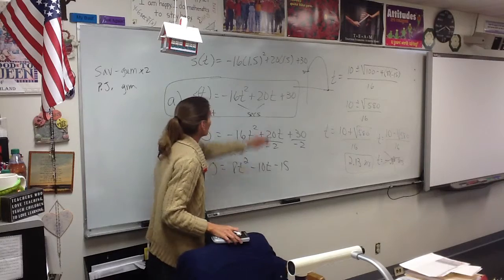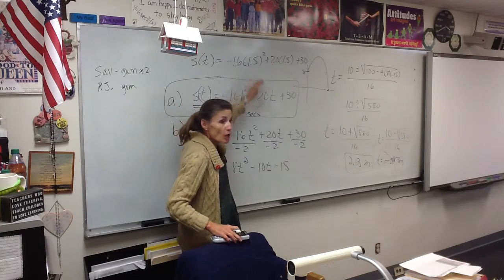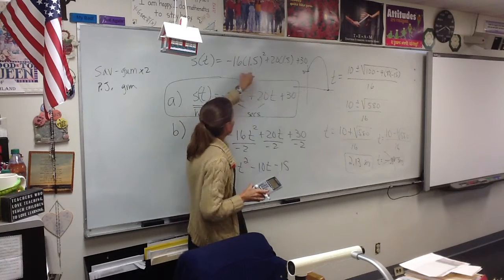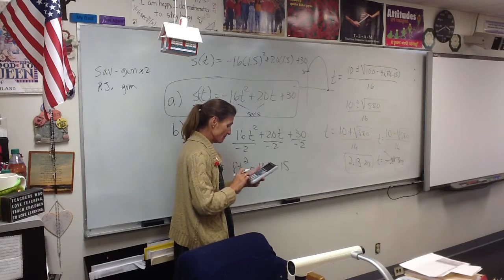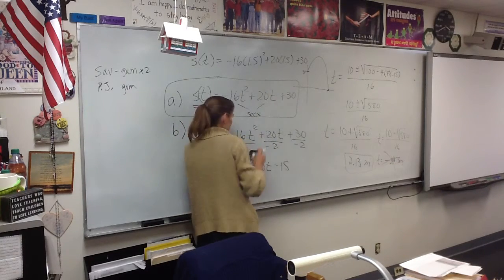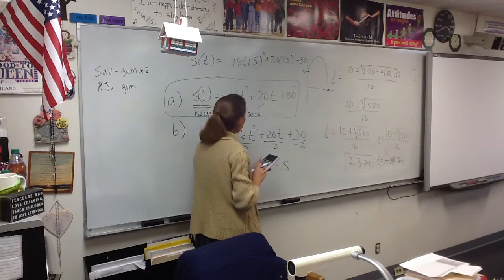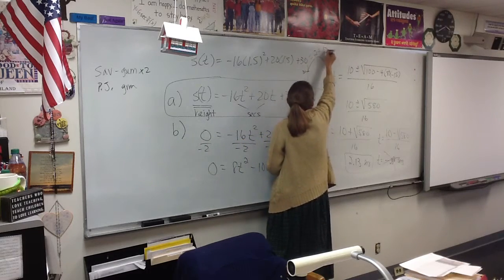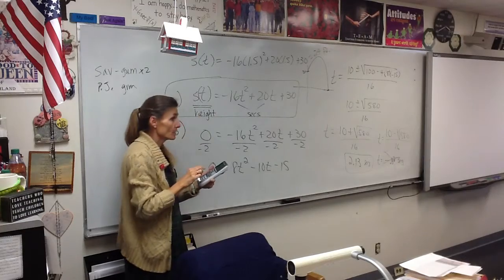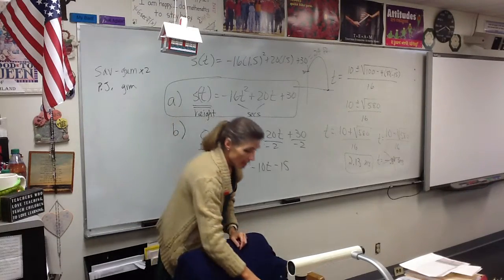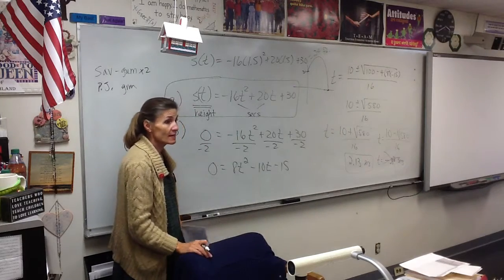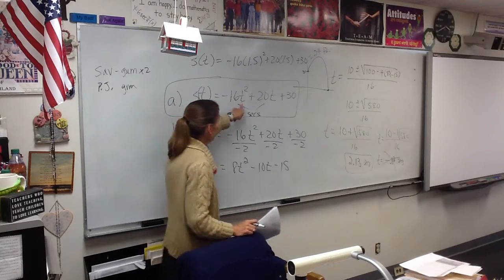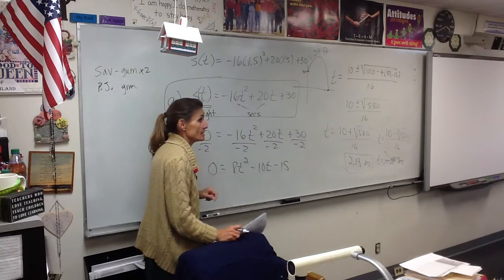When I put this into my calculator, what's getting squared here? Just the 1.5. So 1.5 squared times negative 16 plus 20 times 1.5 plus 30. I got 24. Let me know if you confirm that. 24 feet. How high is the ball after 1.5 seconds? 24 feet. How did we get 24? We plugged 1.5 in for t.